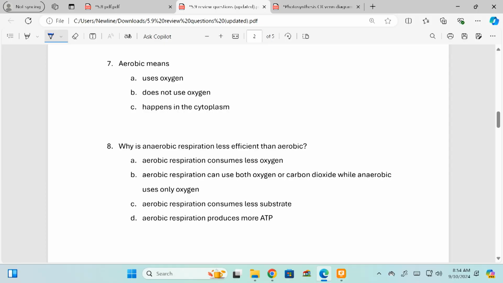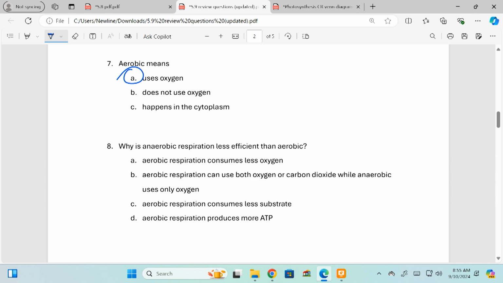7 says aerobic means what? Well, if anaerobic means it does not use oxygen, aerobic means it does use oxygen. And again, to me, aerobic kind of sounds like air. What's in the air that we need? Oxygen. So that's how I remember the two. All right, let's keep it going.